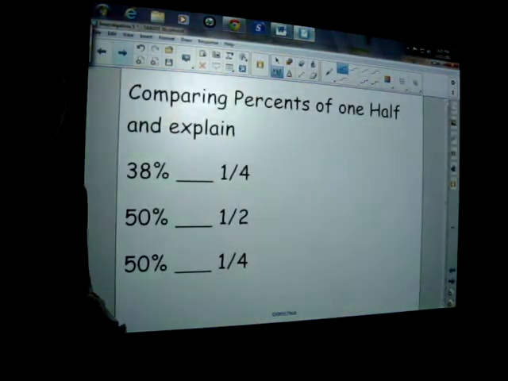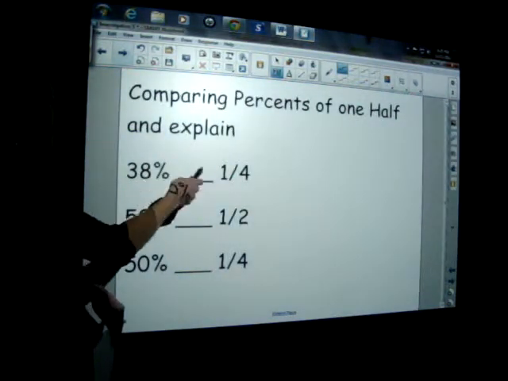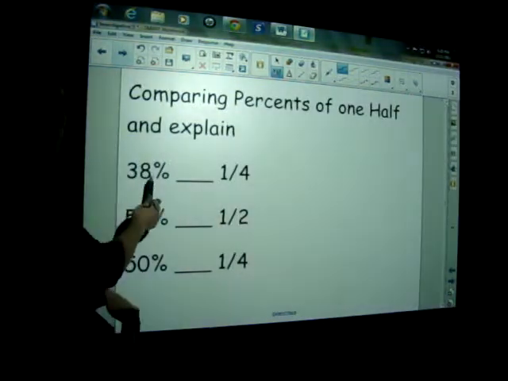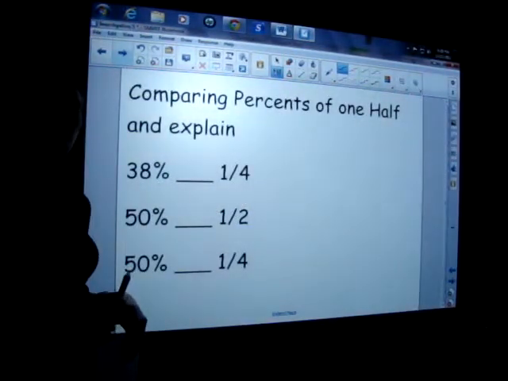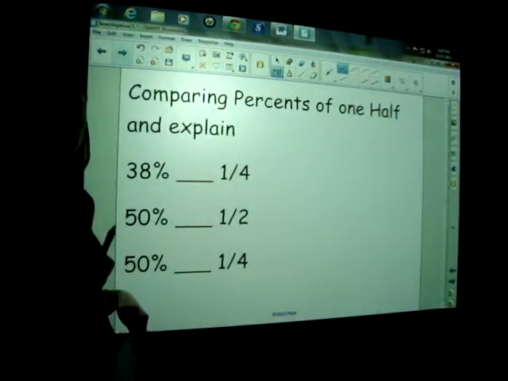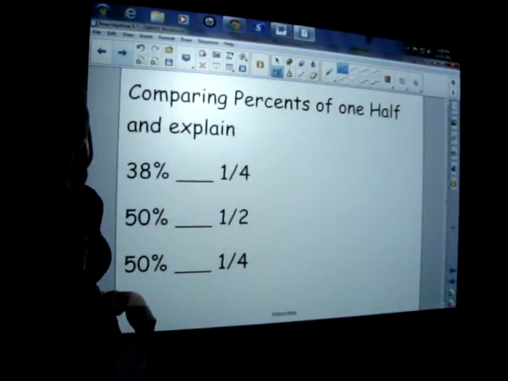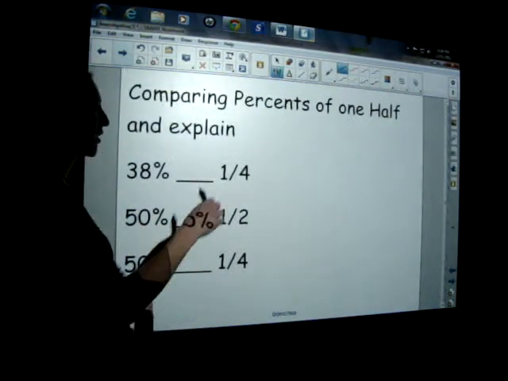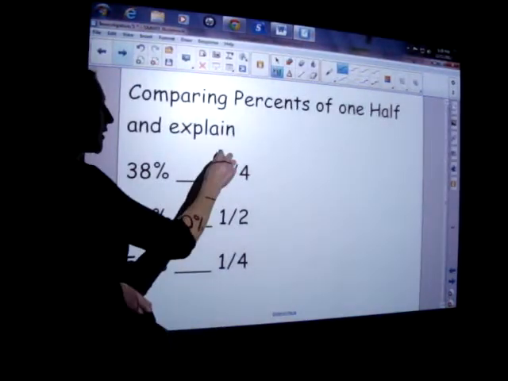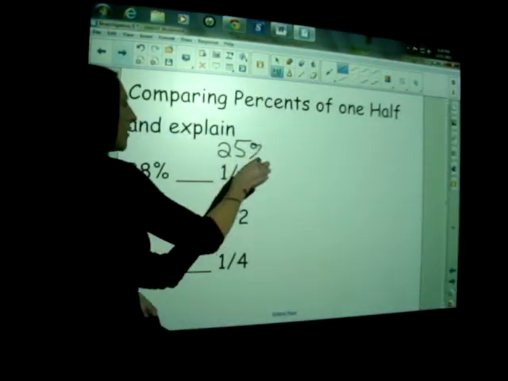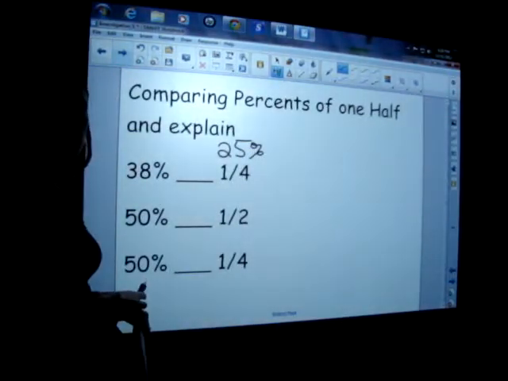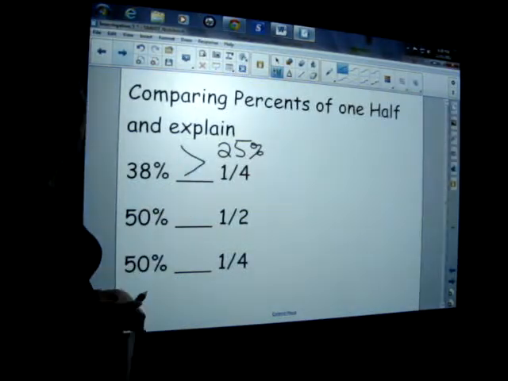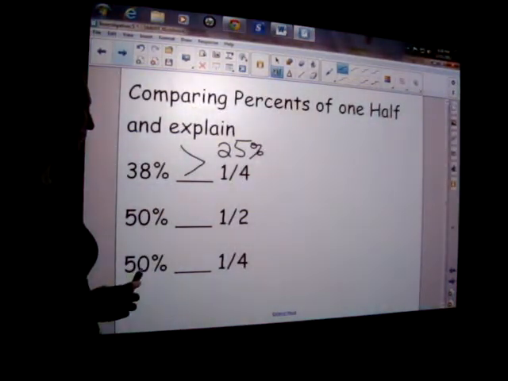Right, we're going to compare a half and a quarter and explain how we get these answers. I have 38% and I have 1/4. They're not the same labels. I have percentage and fraction, so I need to make them the same. I'm not going to change 38% because I don't know that as a fraction. But I know that 1/4 is the same as 25%. So now I can compare these. So do that now. You should have said 38% is greater than 25%.